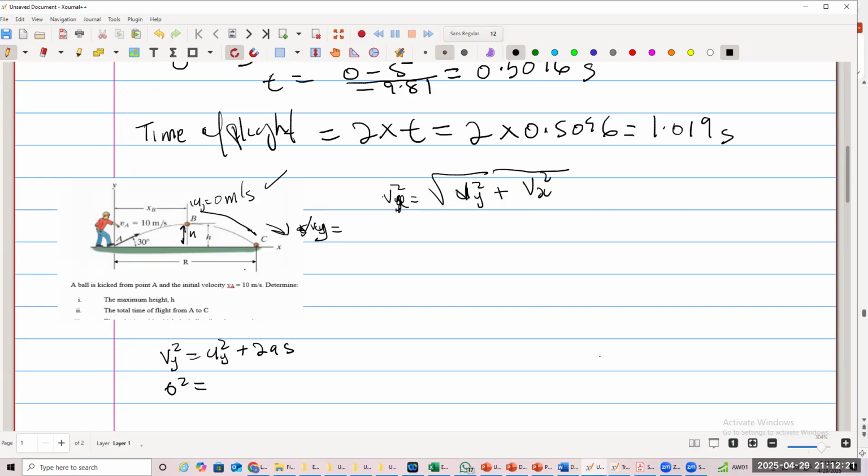What was your uy here? We had known that it was what? 5, right? That is what we had there. Square, right? What else did we want? We wanted to say 2 times g.